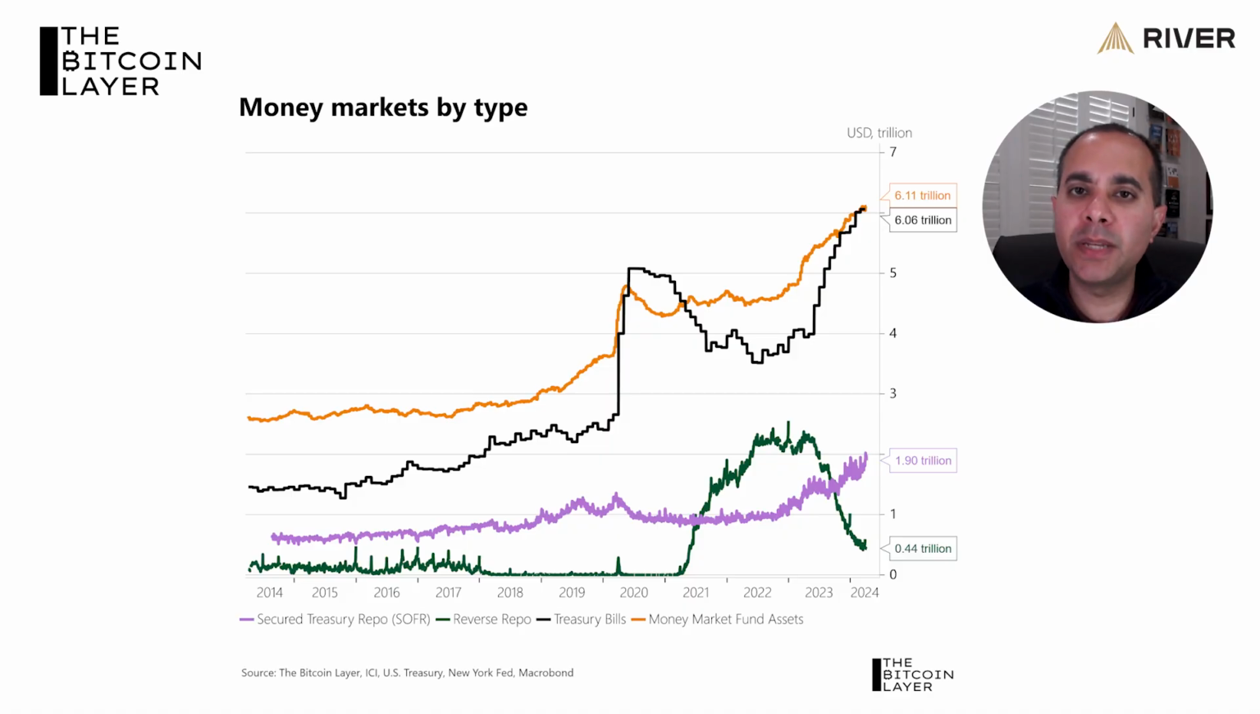Additional context here for you in this next chart before we go back to reserves and discuss the function of reserves. Let's talk about this money markets by type chart for one second. This is a money markets monitor that we have at the Bitcoin Layer.